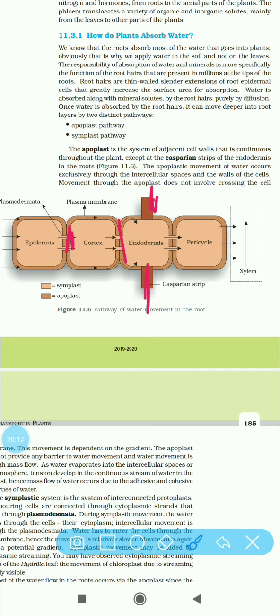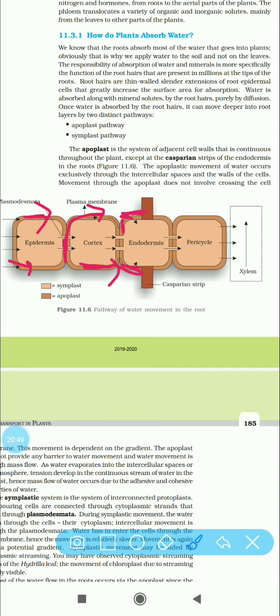Now this apoplast movement will happen till the intercellular space and wall of the cell. So it doesn't cross the cell membrane. As you can see the direction over here, the water which has been absorbed by this route will always go from this cell wall part. So in this direction there is no issue, it can easily move.